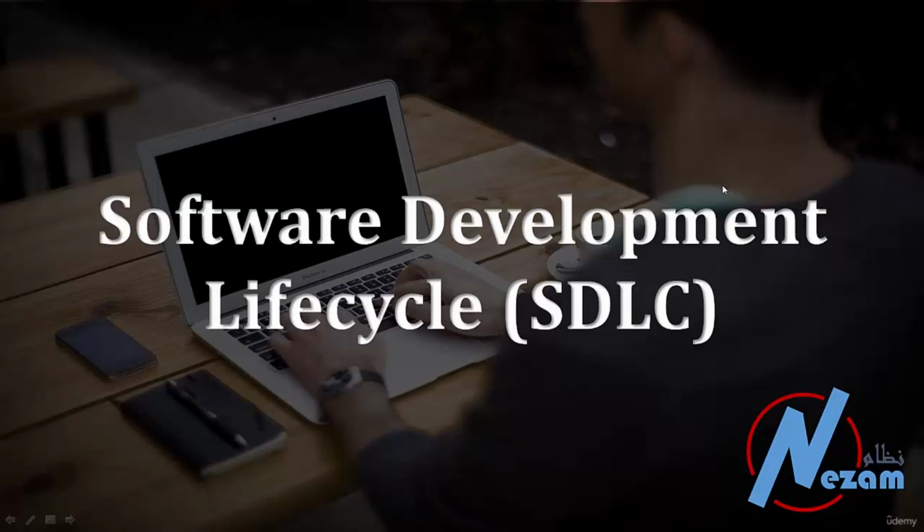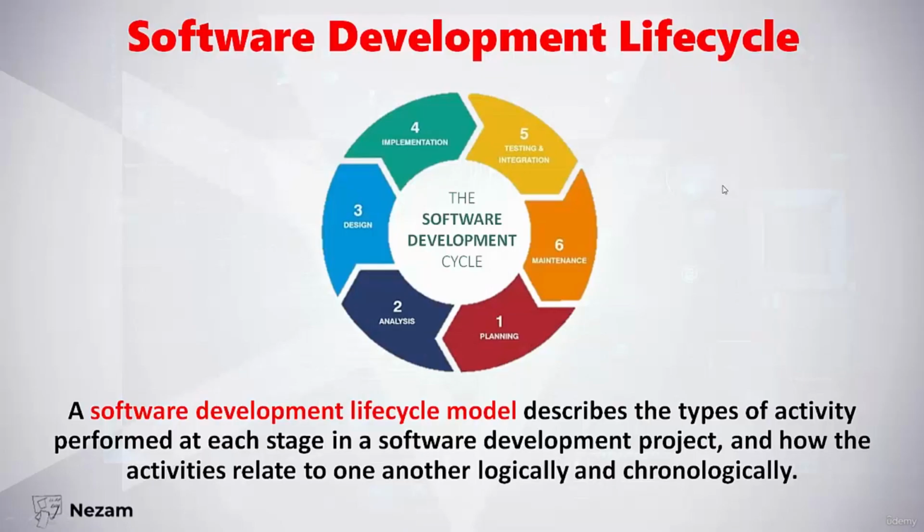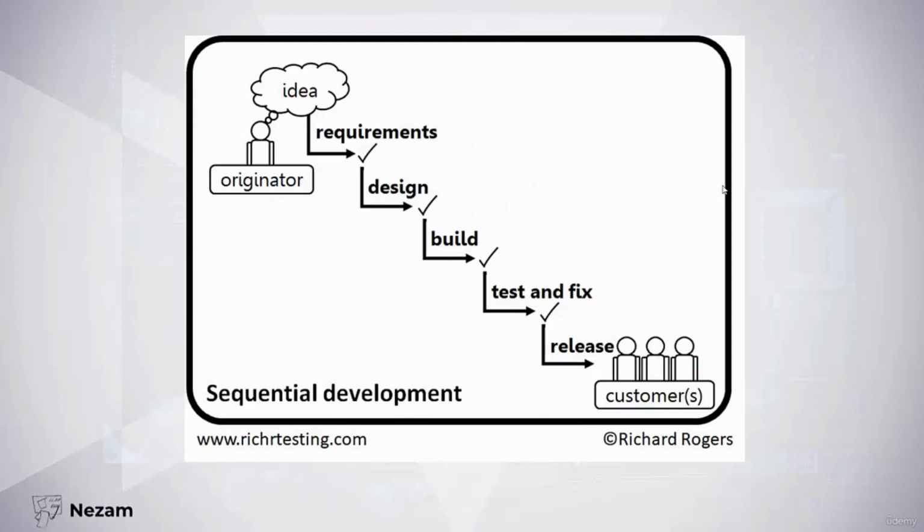At the beginning of our course, we must understand the software and the steps that it goes through in order for it to be delivered to the customer. And that's why we have something which is called the Software Development Lifecycle, or SDLC. The Software Development Lifecycle is the activities that are performed in order for us to develop a software for our customer. And it goes through a lot of steps.